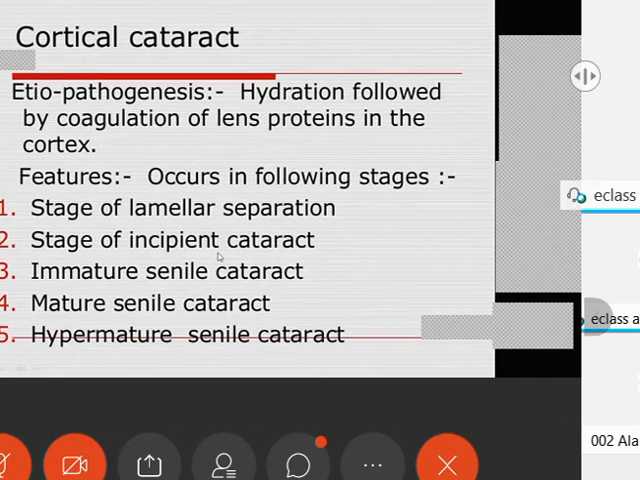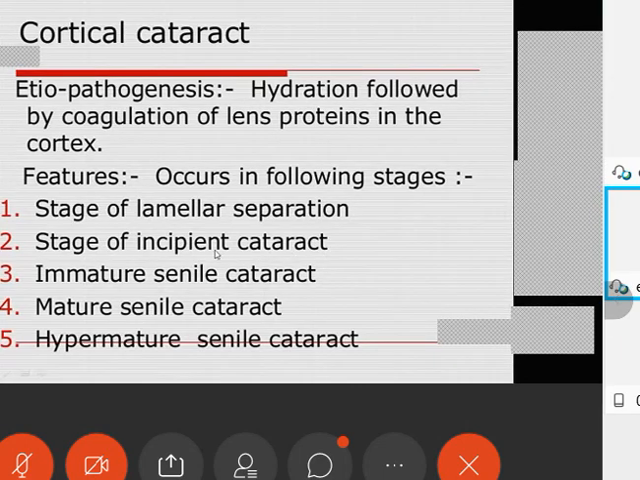So that is called the incipient cataract. Here, wedge-shaped opacities are formed at the periphery of the lens. That is where the cataract formation occurs, wedge-shaped opacities. So in order to see the wedge-shaped opacities, we have to dilate the pupil. Then only we see the periphery of the lens.